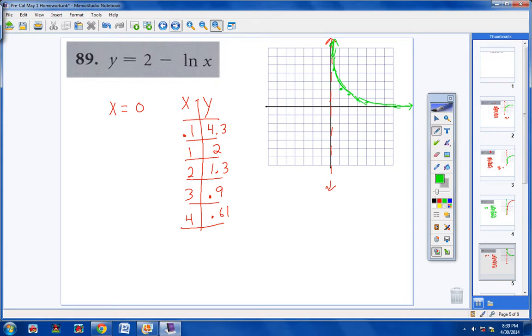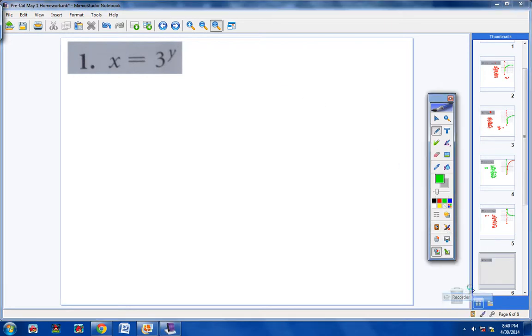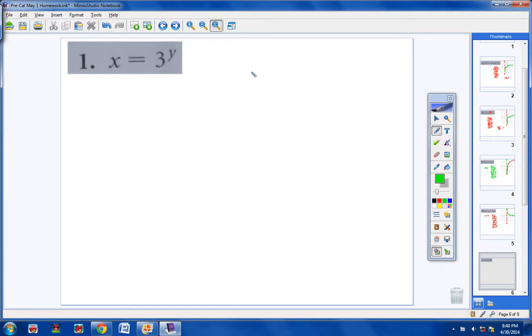Now on these next 4, there's a couple curveballs. Look at this first one here. Now if you remember, I've taught you this is an exponential function, and I've taught you how to graph these. However, I really haven't taught you how to graph these. And here's why I say that. All the ones that you've graphed so far, your exponential functions, had y by itself.